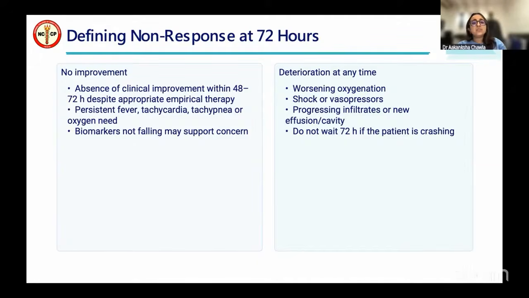If the patient is worsening, if there's worsening oxygenation, is becoming hemodynamically unstable, or the radiology is worsening, then you do not need to wait for 72 hours. You need to act there and then if there is deterioration at any time.